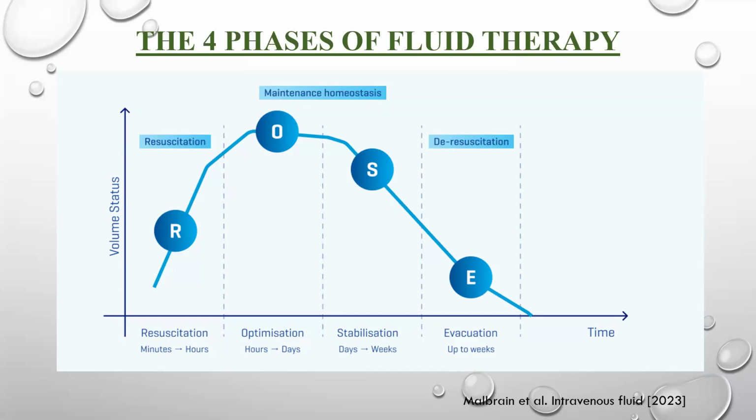Thus, to maintain the mean arterial pressure for more than 65, the urine output should be more than 0.5 ml per kg per hour, and to decrease the serum lactate. In the optimization phase, this is a subsequent phase which occurs within a few hours and is related to the ischemia and the reperfusion. Here, the focus is to avoid hypovolemia or fluid overload.